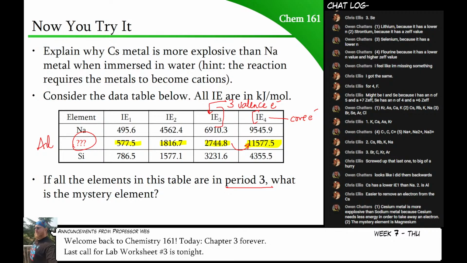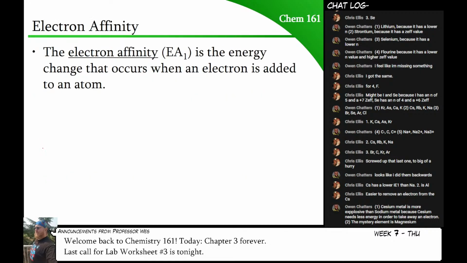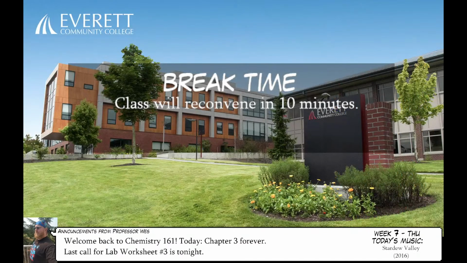When we come back, what we're going to do is the opposite of ionization energy, which is electron affinity. If ionization energy is moving electrons up to n equals infinity, electron affinity is just dropping the electrons back in there and seeing what happens. We'll deal with that in just a little bit. But for now, we're going to take a break.